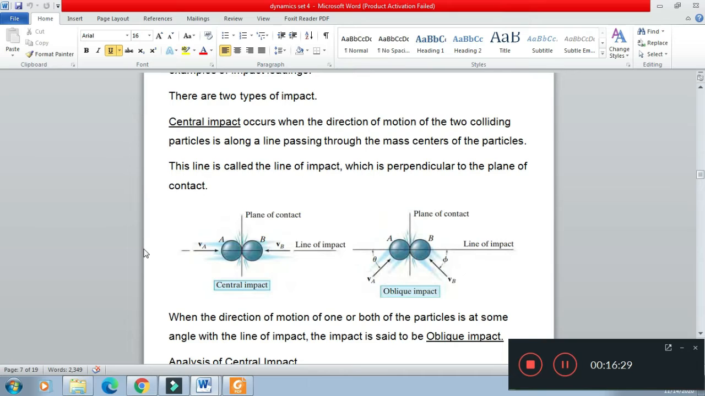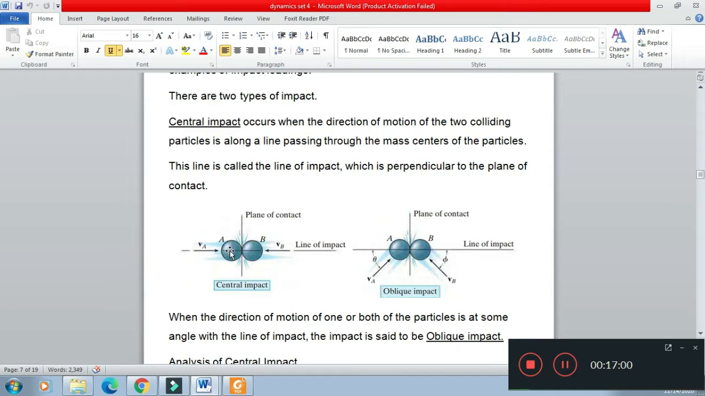The two particles are A and B. Velocity of A is VA, velocity of B is VB, and the two particles collide. When they collide with each other, there is some area of contact. The plane which is passing through the area of contact is the plane of contact. Then there is the line of impact. The line of impact is the line which passes through the mass center of the two bodies.